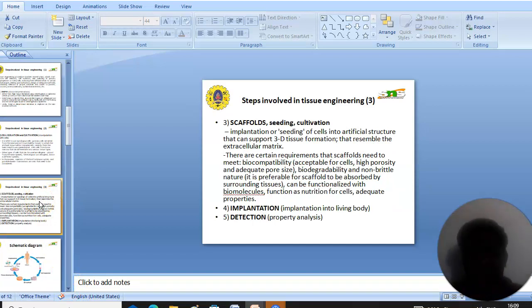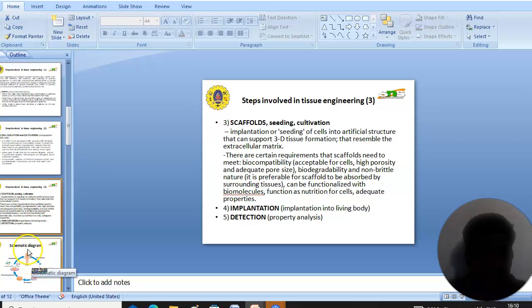The next step will be the scaffold, which is an important stage in tissue engineering, because the cells are seeded on the developed scaffolds and then applied to the human. Further, the scaffolds should resemble the extracellular matrix. Further, there are certain requirements that need to be met, which are biocompatibility, biodegradability, and non-brittle nature. The next step will be the implantation in the human. The final step will be detecting whether the implant is successful or not.